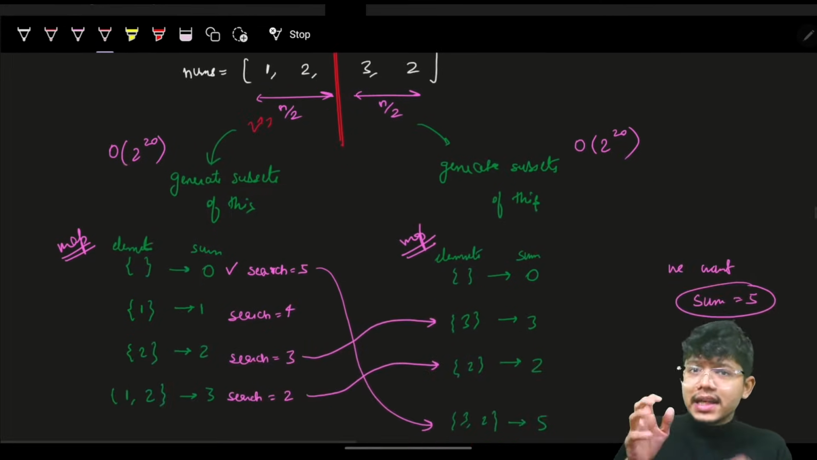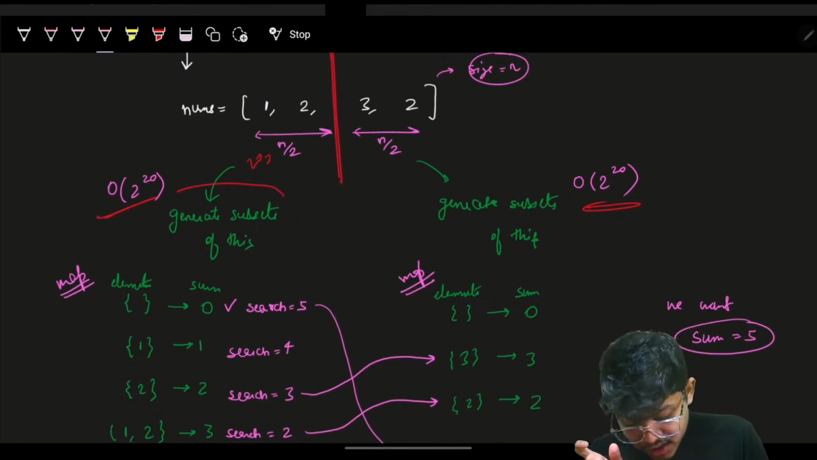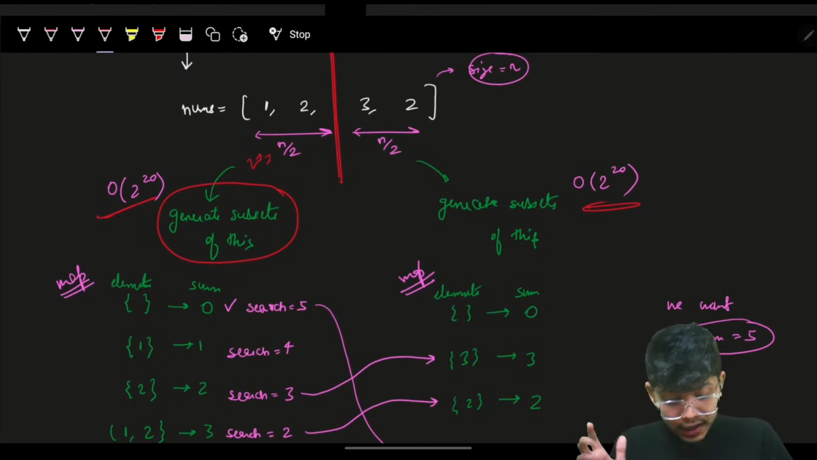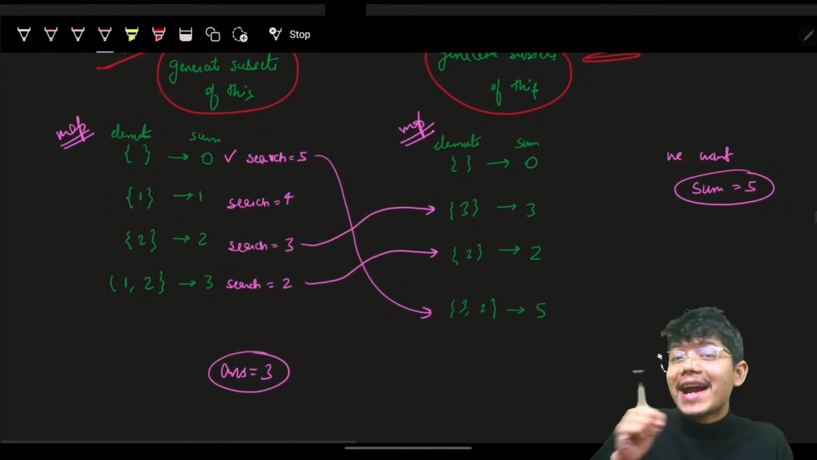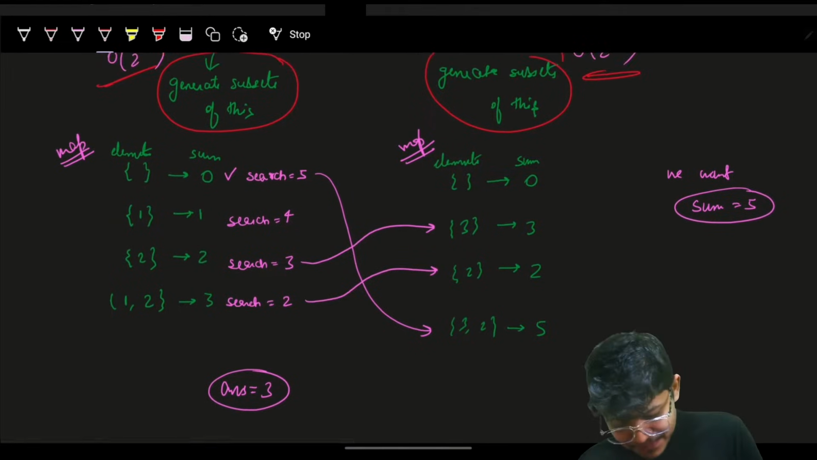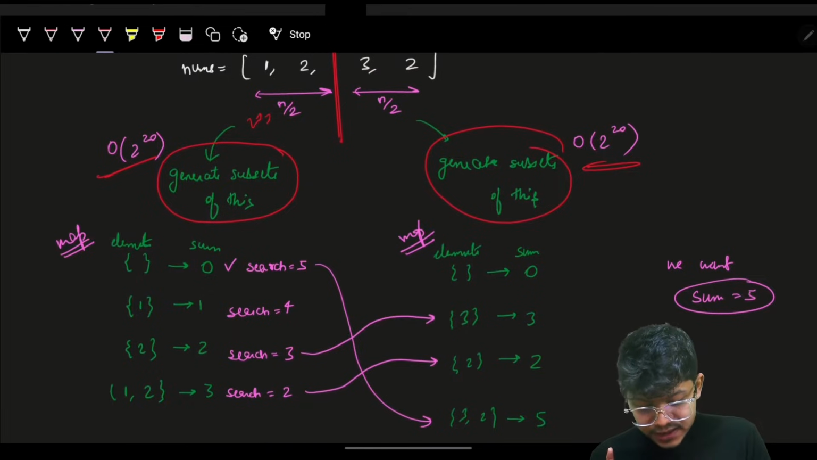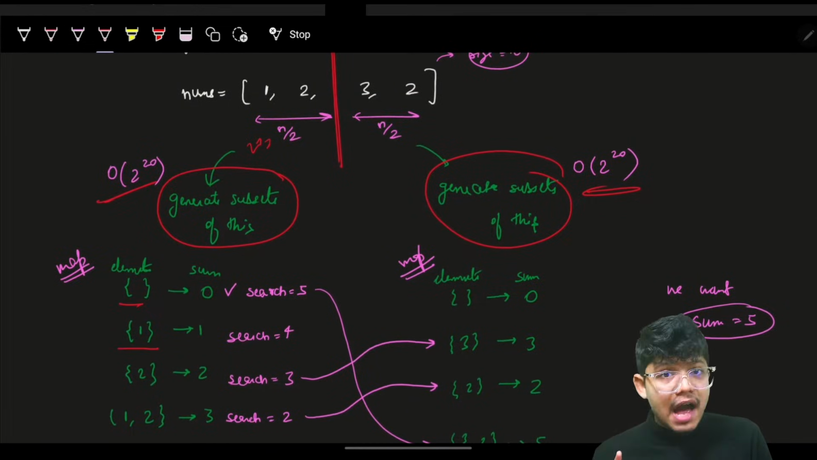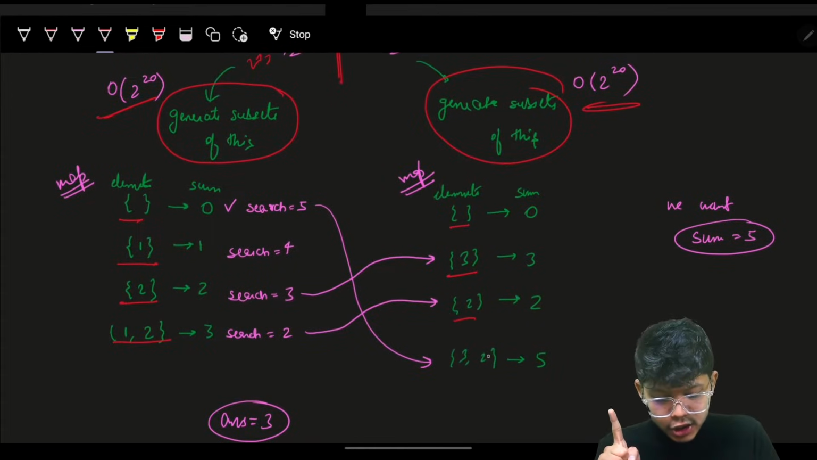Now, when this left and right are both done, which means I've generated all the subsets for the left part and all the subsets of the right part, I will now go and check what? See, I generated all the subsets in the left part. As you can see, one can be empty, one can have only one element, which is 1, one having only one element, which is 2, and another having both the elements. And the same way, empty, 3, 2, and 3, 2.